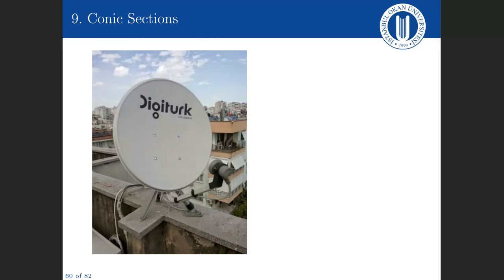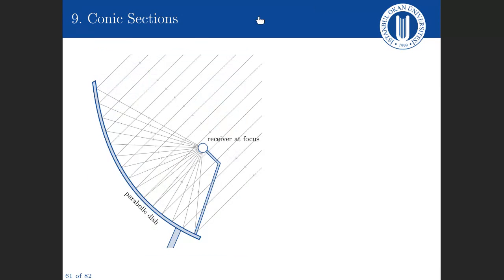Or we might use the same property on a satellite dish. So imagine we have some satellite up in orbit, which is sending its signal down. The signal bounces onto the parabolic satellite dish, and then because of the shape of the dish, it's reflected to the focus of the parabola. We put the receiver or the sensor at the focus.